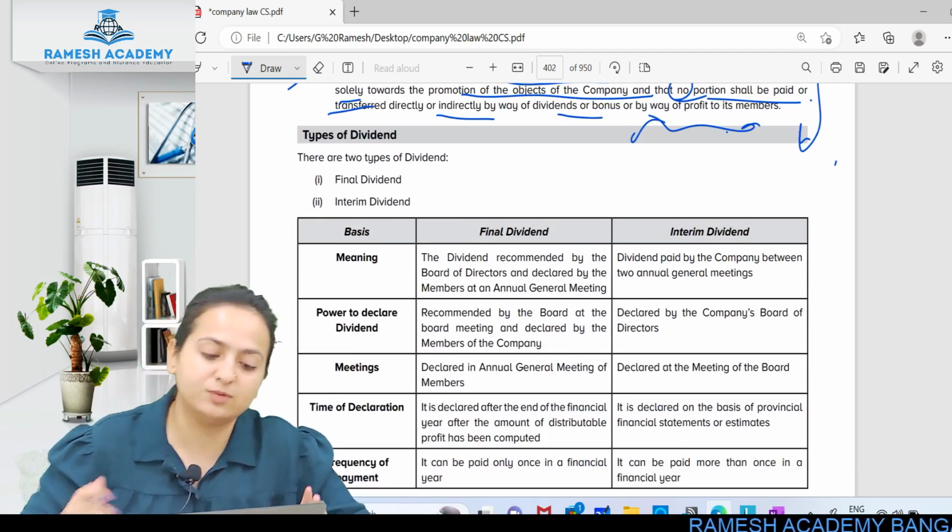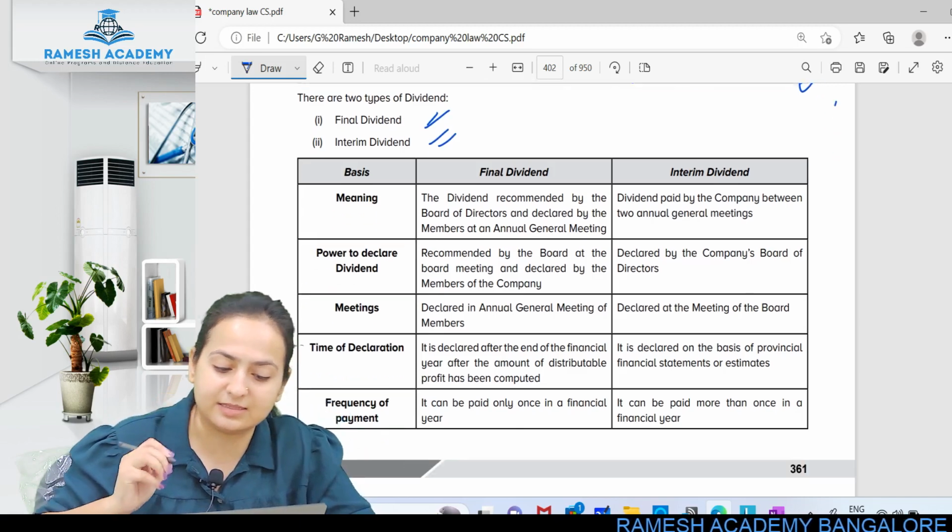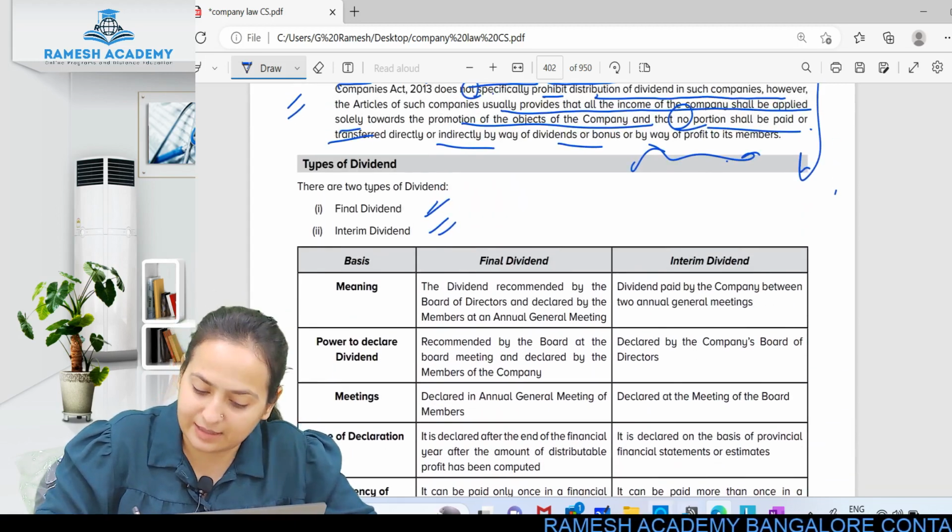There are two types of dividend we need to study, that is the final dividend and the interim dividend.